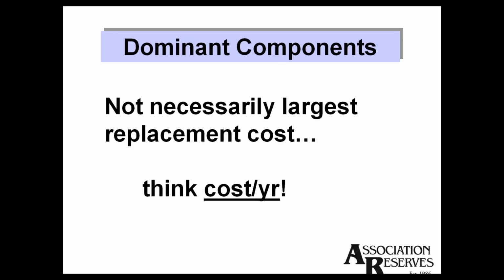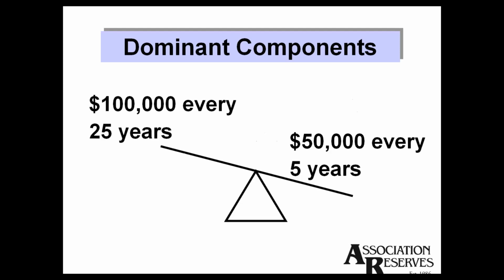And here's an important tip. The most significant components are often not the ones with the largest replacement cost. Significance is measured in cost per year. Let me show you how that works. Let's suppose a big $100,000 roof project that happens every 25 years. Do the math, 100,000 divided by 25, that's $4,000 a year of deterioration.